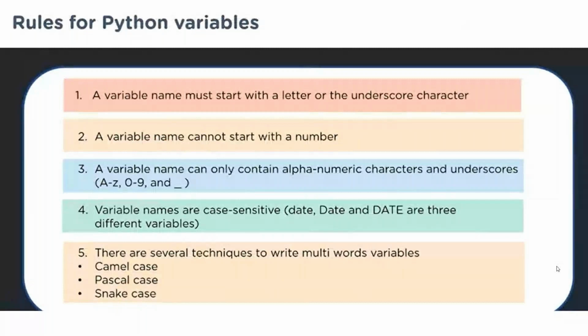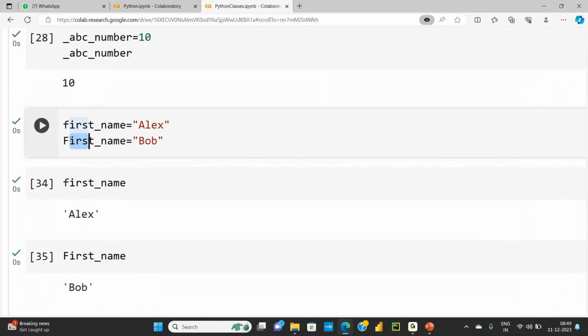So how do we define a variable? Whenever you're trying to define a variable, this is the way that you define it. Clear till here? How do we define a variable? Yes or no?